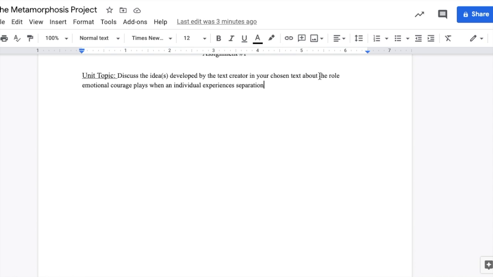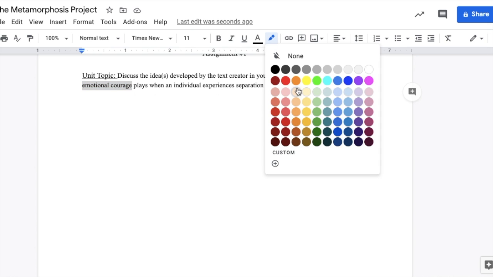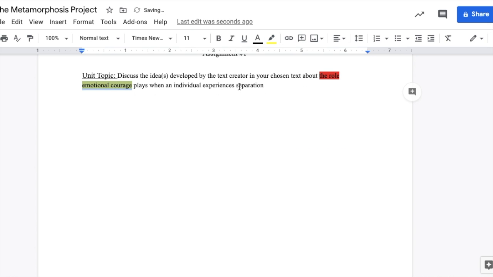The practice unit topic that we'll be using to deconstruct is: discuss the ideas developed by the text creator in your chosen text about the role that emotional courage plays when an individual experiences separation. So the stem words of this thesis statement, highlighted in red, is the role, and the key words highlighted in yellow are emotional courage and separation.